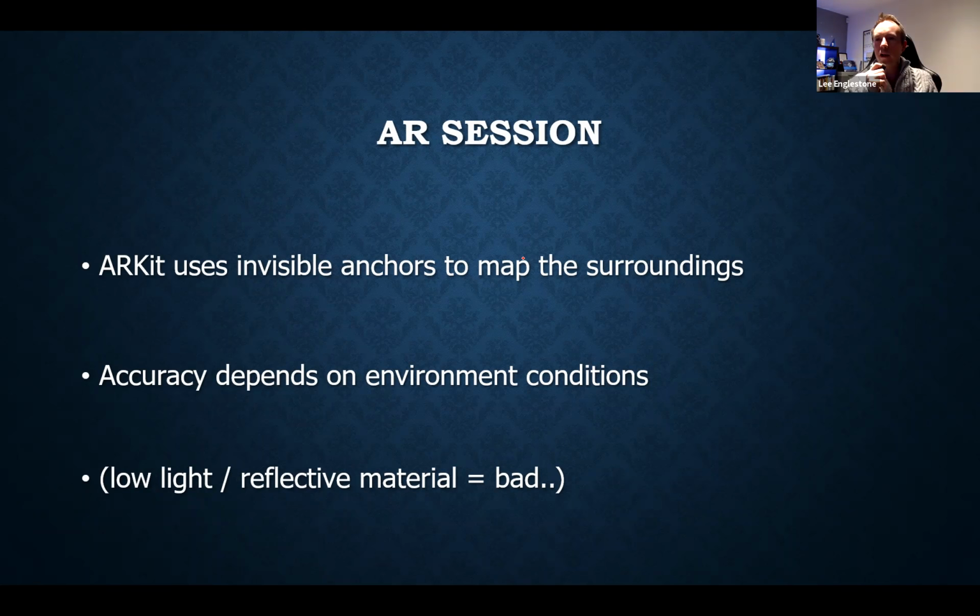Other things that are going to affect its ability to track are things like reflective materials like glass or mirrors, and surfaces that have got no detail in. So things like a white wall. If it's looking at a white wall, it's very difficult to pick out feature points to keep things in relation to, if that makes sense.